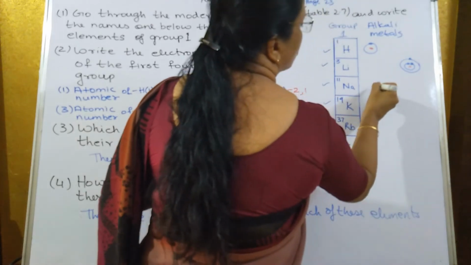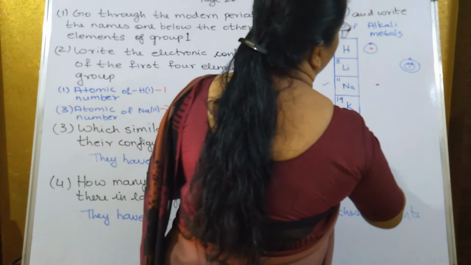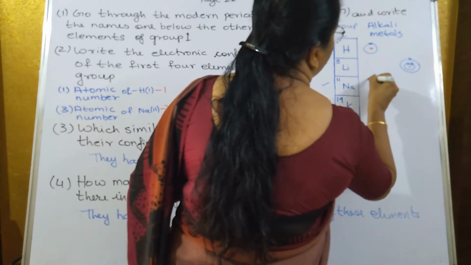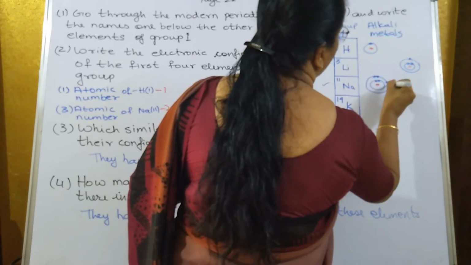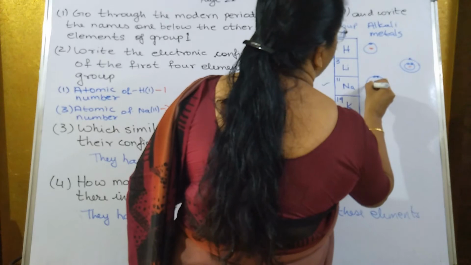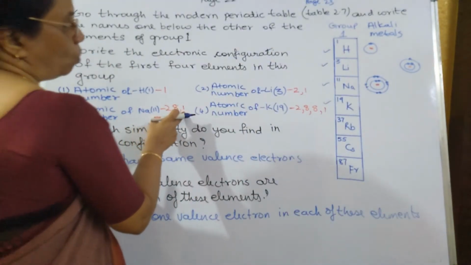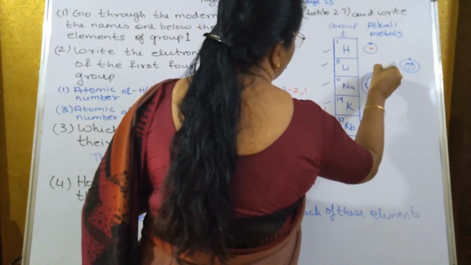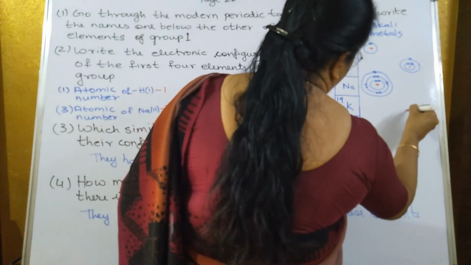Next one, sodium. In the first shell 2 electrons. In the second shell 8 electrons, 1 2 3 4 5 6 7 8. Over here 2 electrons, then 8 electrons, then 1 electron. So the valence electron, or the electrons in the last shell, is how much? 1. Next, potassium. This is a nucleus.